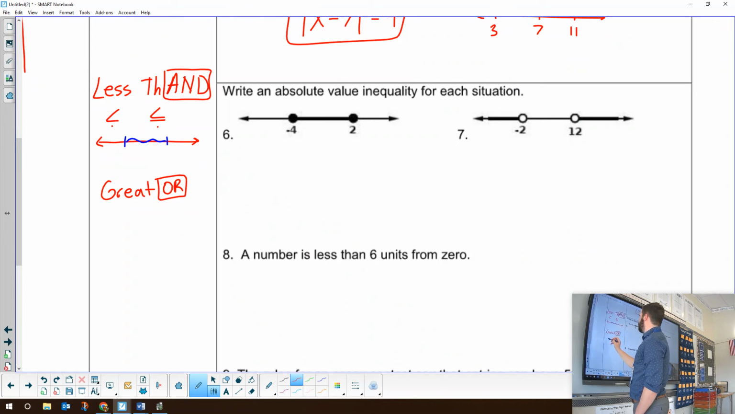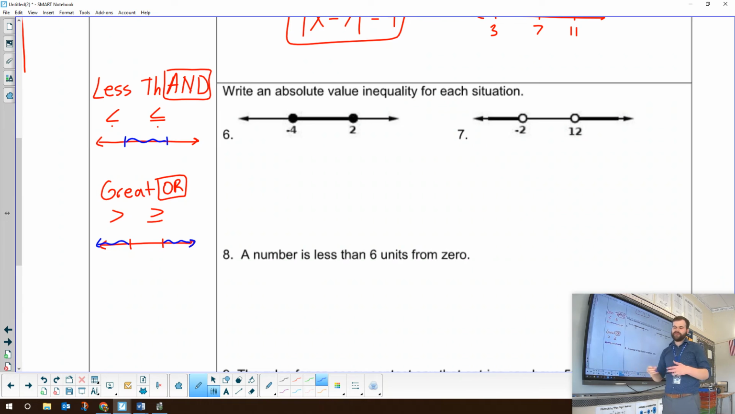If it's greater than or equal to, you're going to use, once again, this one. We're going to go apart. So if you're going apart, you're going to use a greater than symbol. If you're coming together, it's an and. You're going to use a less than symbol.